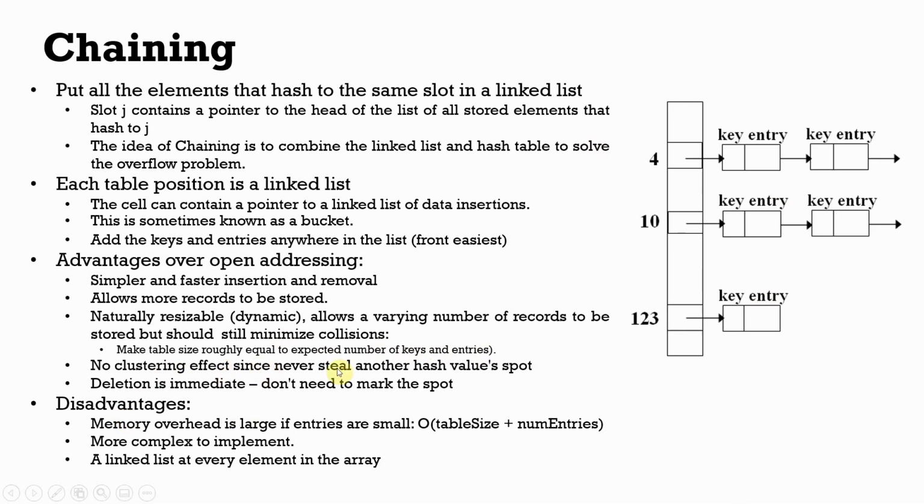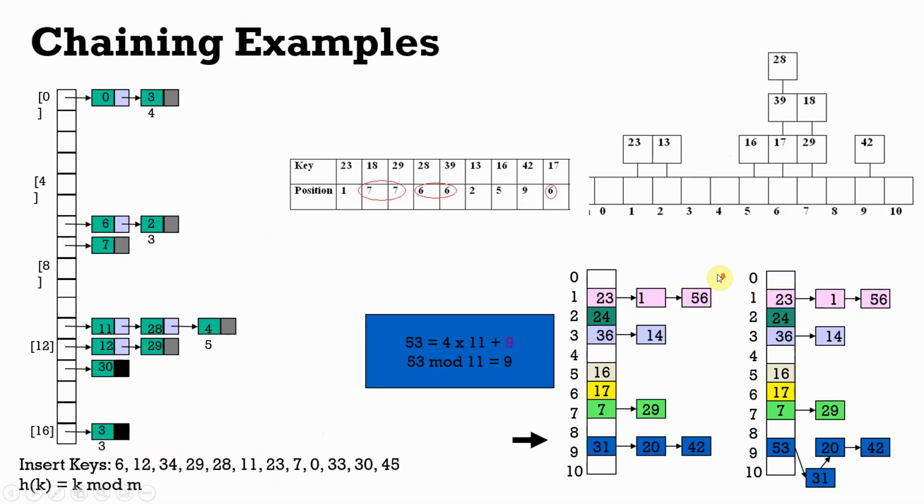No clustering events, since we never steal another hash value's spot. Deletion is immediate, and we don't need to mark the spot. Disadvantage: the memory overhead is very large. It has a lot of pointers, it's more complex to implement, and we have a linked list at every element in the array, so it just has a lot of memory locations.